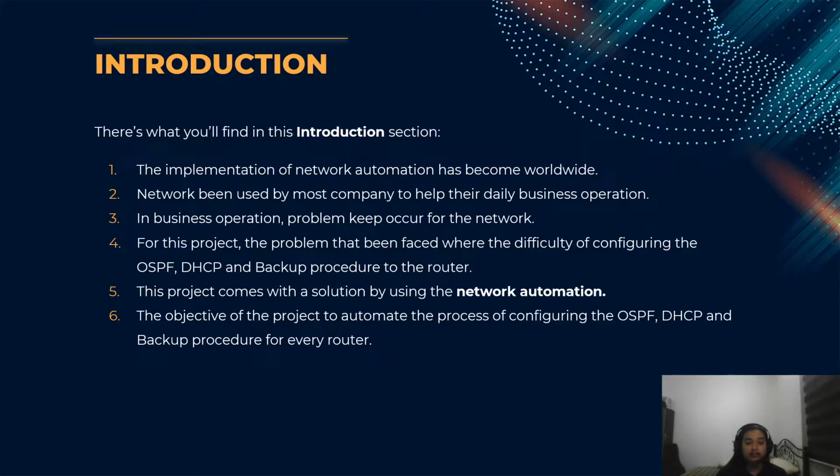First, the implementation of network automation has become worldwide. As we know, people nowadays try to implement network automation in their life to make our life easier. Second, networks are used by most companies to help their daily business operation. In a company, the network is the main connection connecting all other devices, used to send and receive any data and information within the company.